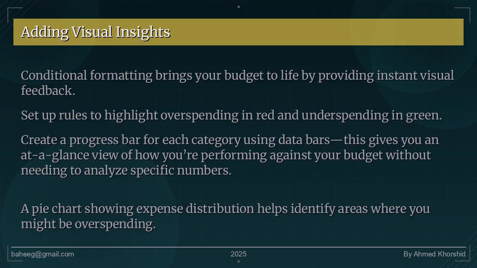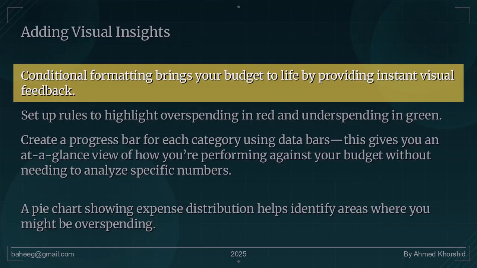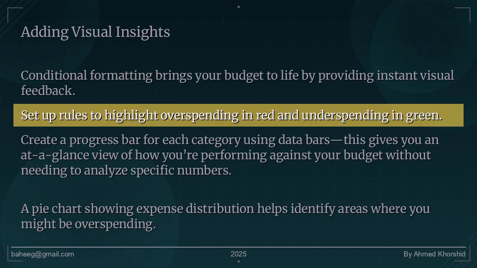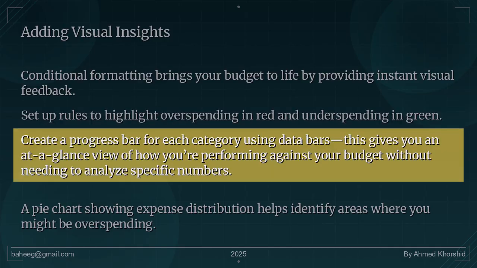Adding visual insights. Conditional formatting brings your budget to life by providing instant visual feedback. Set up rules to highlight overspending in red and underspending in green. Create a progress bar for each category using data bars. This gives you an at-a-glance view of how you're performing against your budget without needing to analyze specific numbers.